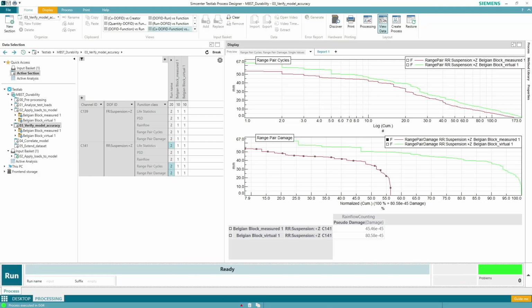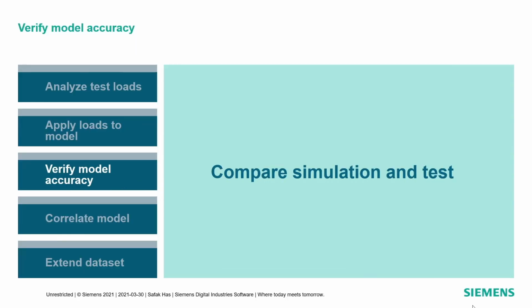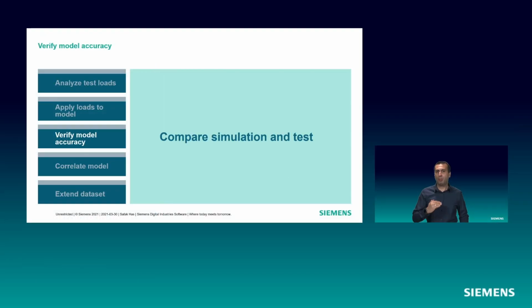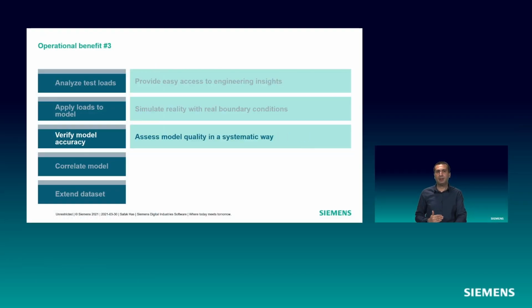Then I will go back to the presentation. Okay, this was where we left. So what we did actually, we already imported the MSIM model into the Testlab. In this specific chapter, we compared simulation and test. The benefit that we can get by using Simcenter Testlab for such purposes is assessing the model quality in a systematic way. So you can save your process and you can always use the same process with some fine-tuning, depending on your application. This will already give you a standardized way to assess your model quality.